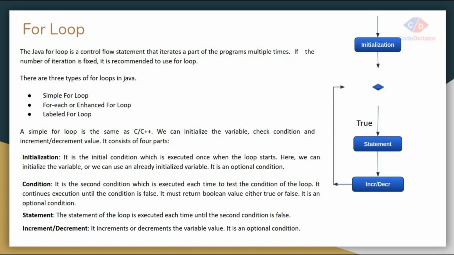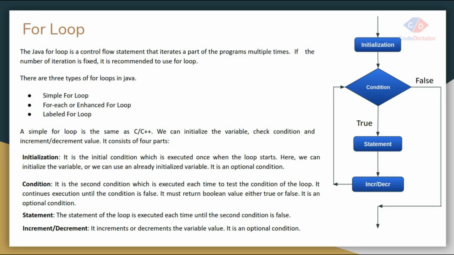Okay, so for example, this is my iteration 1, then iteration 2. This is incrementing my value, and again it comes back to my condition, and if that condition is now false, correct, it will terminate my for loop.